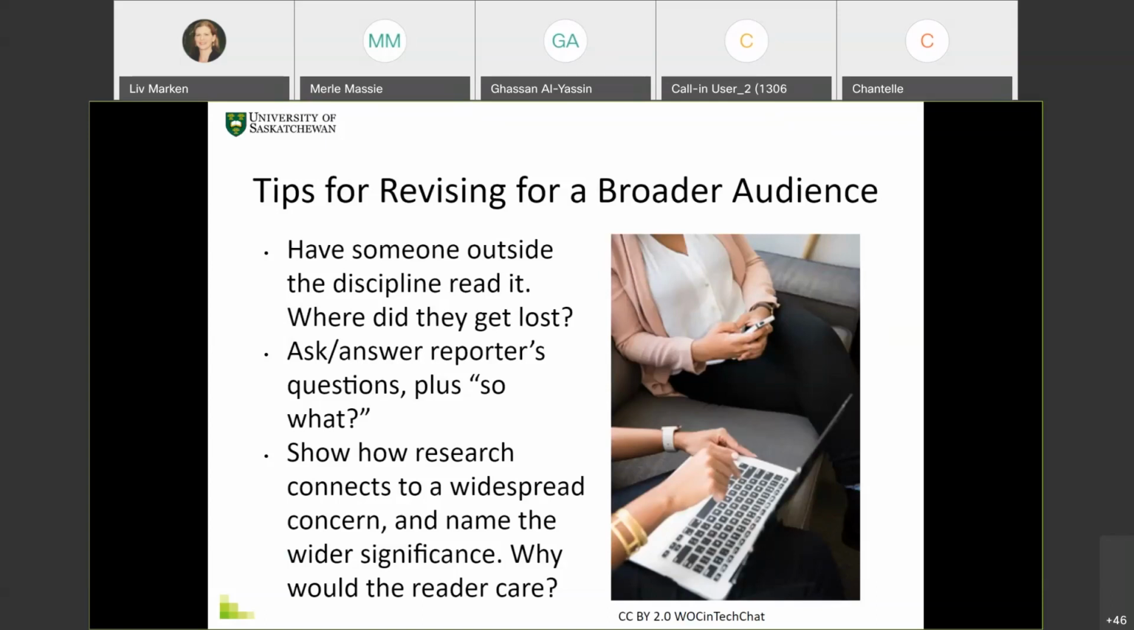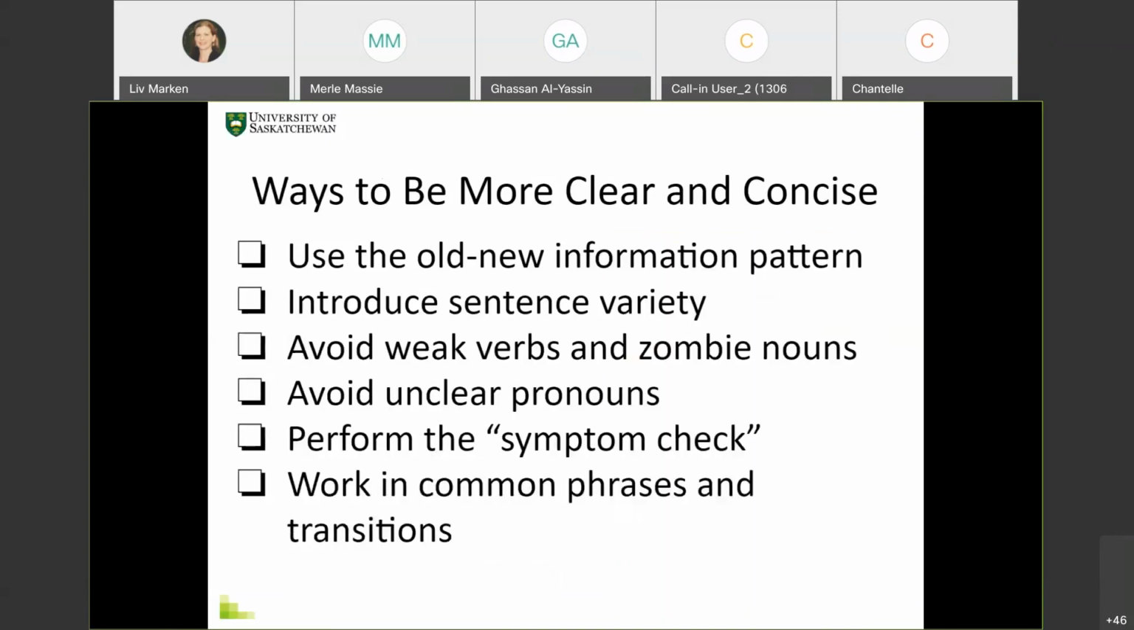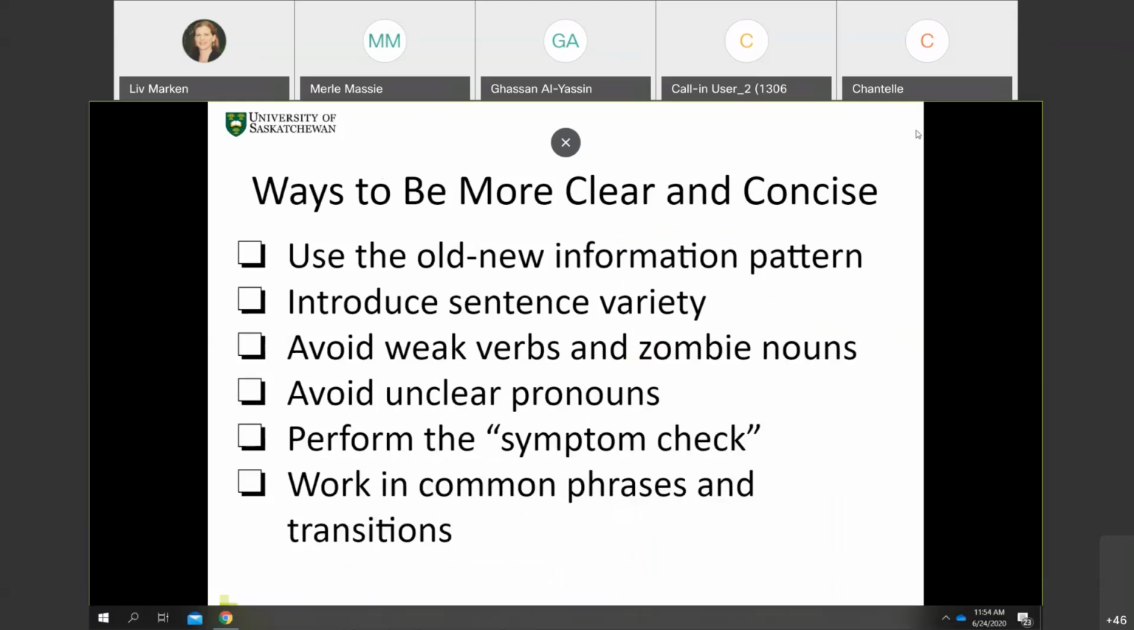I have one example in these speaking notes for that, so I'll just let you have a look at that on your own, in the interest of time. So, some ways to be more clear and concise. I'm going to talk about the old new information pattern. Sometimes it's talked about as the known new information pattern or information contract.